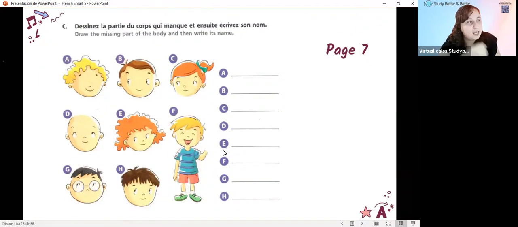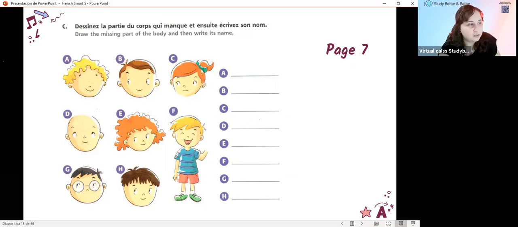In this case, dessinez la partie du corps qui manque et ensuite écrivez son nom. Draw the missing part of the body and then write its name. Okay, so here this is gonna be up to you, but it's very normal to see what are they missing. They are missing some parts of the body, like in the first one they're missing the eyes. It's gonna be les yeux.